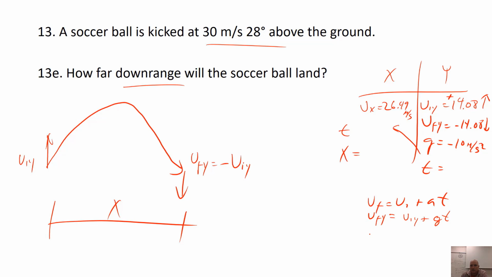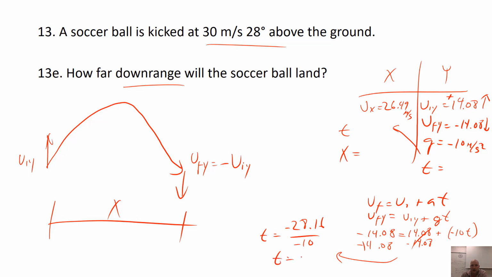And when you plug that in, that's going to be VFY is negative 14.08 equals 14.08 plus negative 10 times t. And we're going to subtract 14.08 from both sides. That's going to get rid of this. And when you get to it, it's going to be negative 28.16, so that's those two added together. And then that's going to be over negative 10. And so you're going to get a time in the sky of 2.816 seconds. So that's how long it has to fly forward.